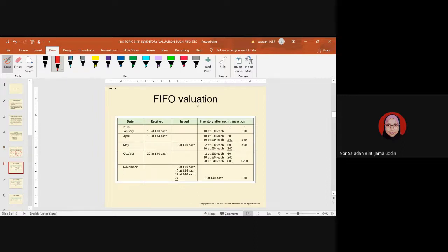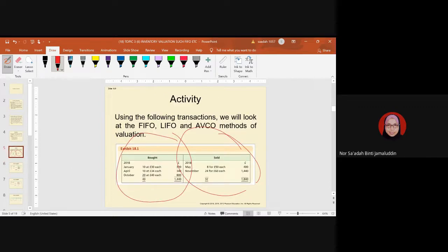So first, we go to the FIFO valuation. You need to understand first the meaning of FIFO. The meaning of FIFO is apa benda yang masuk mula-mula, dia keluar mula-mula. Ingat baik-baik, apa benda yang masuk mula-mula, dia akan keluar ikut turutan. Dia tak boleh keluar suka-suka hati. Okay, cuba tengok soalan balik. Dia berkait soalan dan jawapan. Kena faham soalan betul-betul.